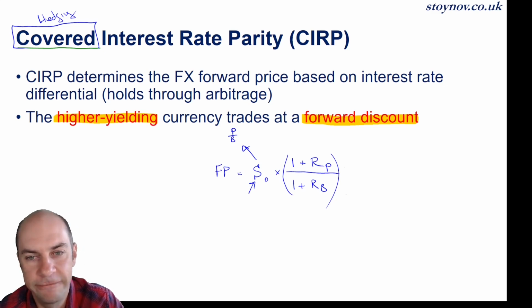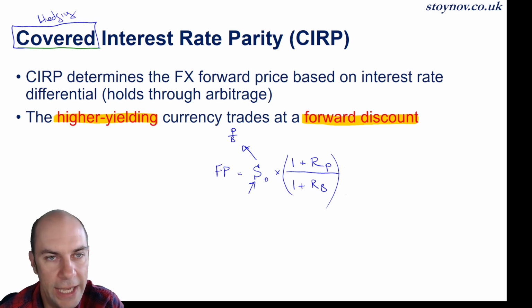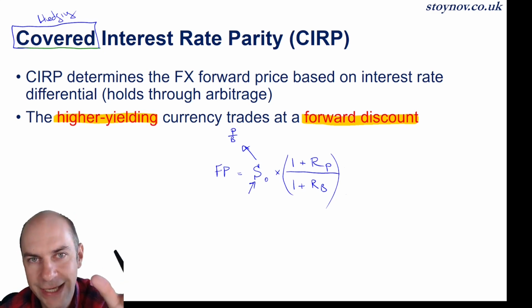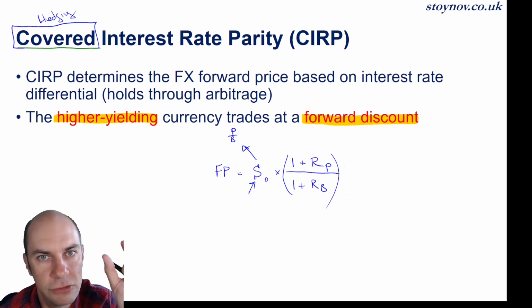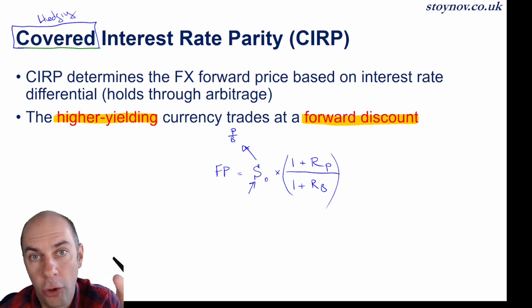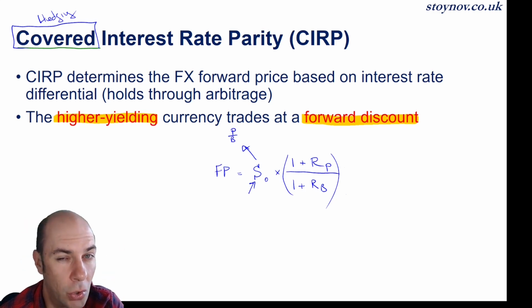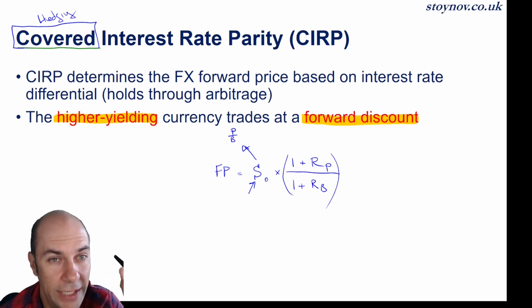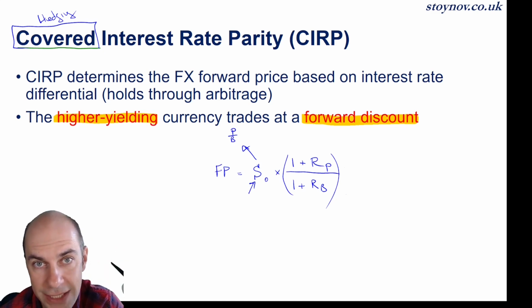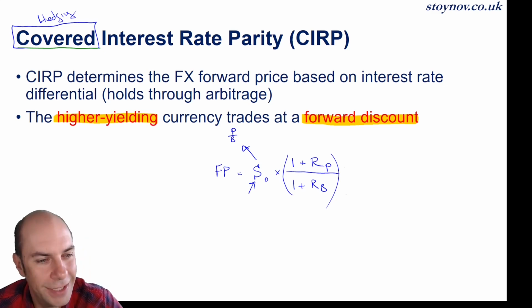So if, let's say, the yen is yielding 0, the dollar is yielding 5, that interest rate differential of 5% should equate to the forward discount on the dollar. Your dollar will trade at a 5% annualized discount, forward discount. Very, very important that you internalize these implications.